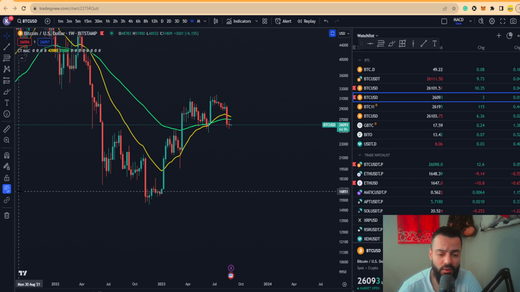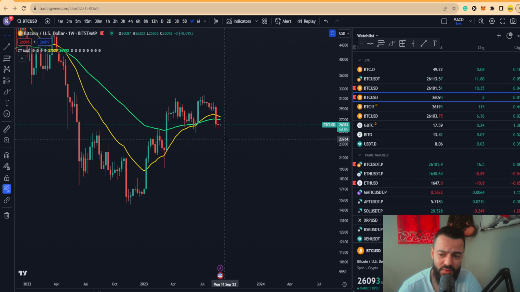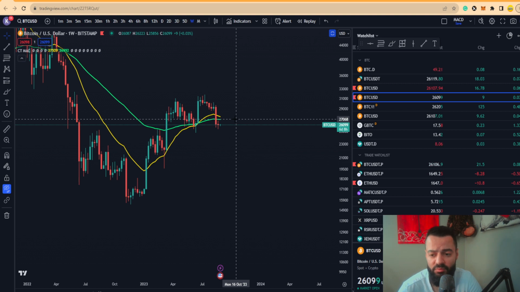So let's go ahead and discuss the weekly closure in terms of Bitcoin here. We can see that Bitcoin did close this particular candle in a red state. Currently we are trading below the 55 and 21 EMA. With that being said, we are going to get a retest back to the 55 EMA, which is sitting roughly around $27,000.